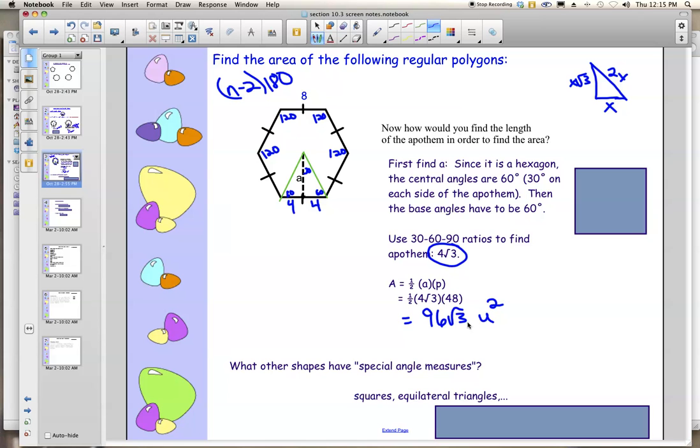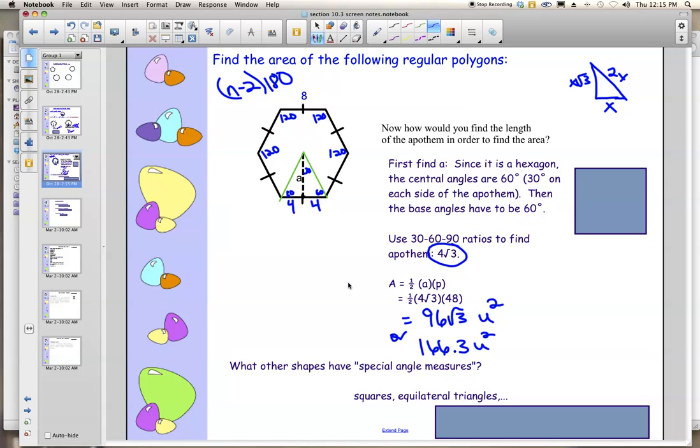This would be simplest radical form. If they wanted you to find it and round it to the nearest tenth, then you would actually take 96 times the square root of 3, and you would get 166.3 square units.